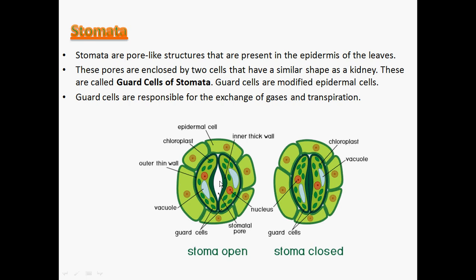Okay, and during the daytime the plants take in carbon dioxide and exhale oxygen, whereas during the night and the daytime when they respire, they inhale the oxygen and expel the carbon dioxide from their body. So the guard cells are responsible for the exchange of gases and transpiration. So we understand that the stomata are the pore-like structures that are present in the epidermis of the leaves.